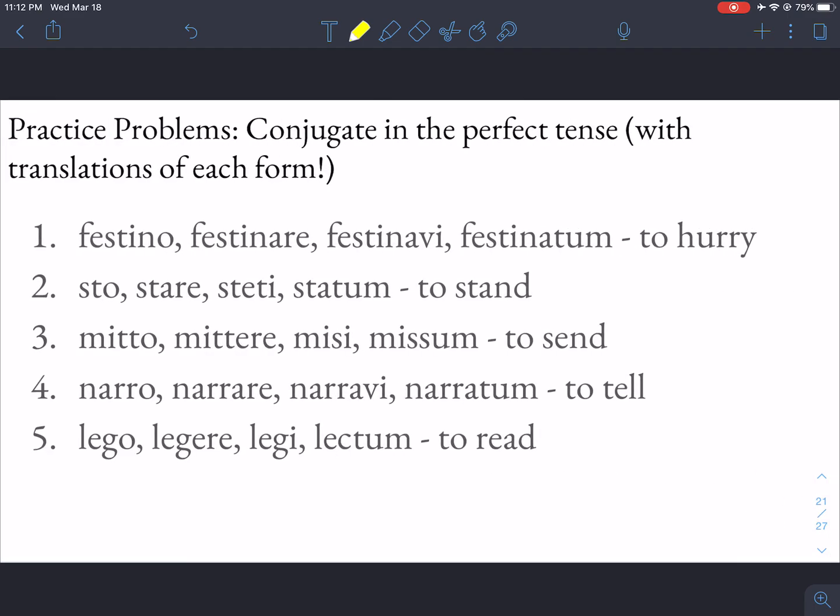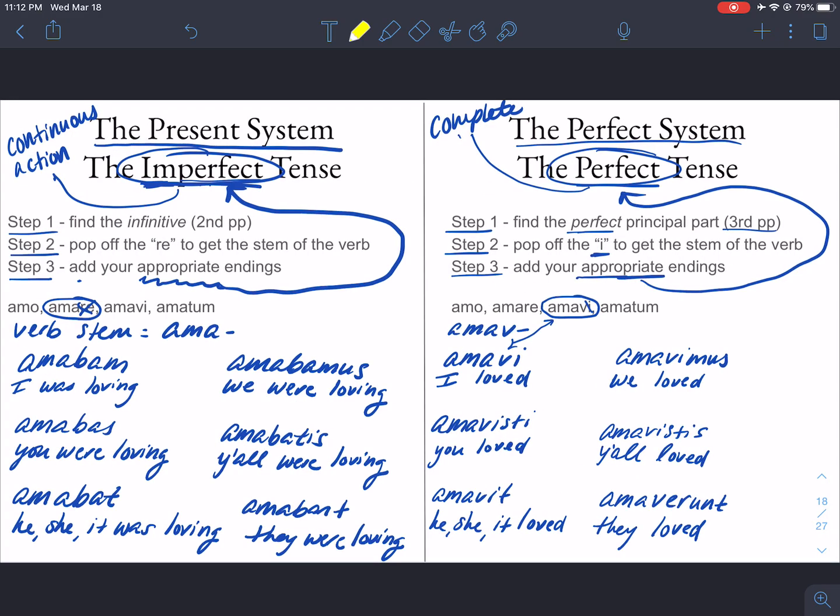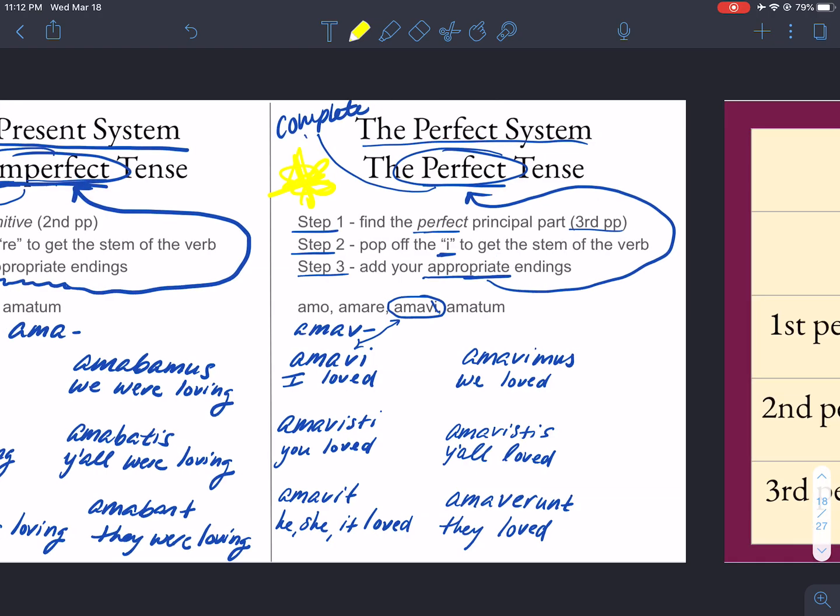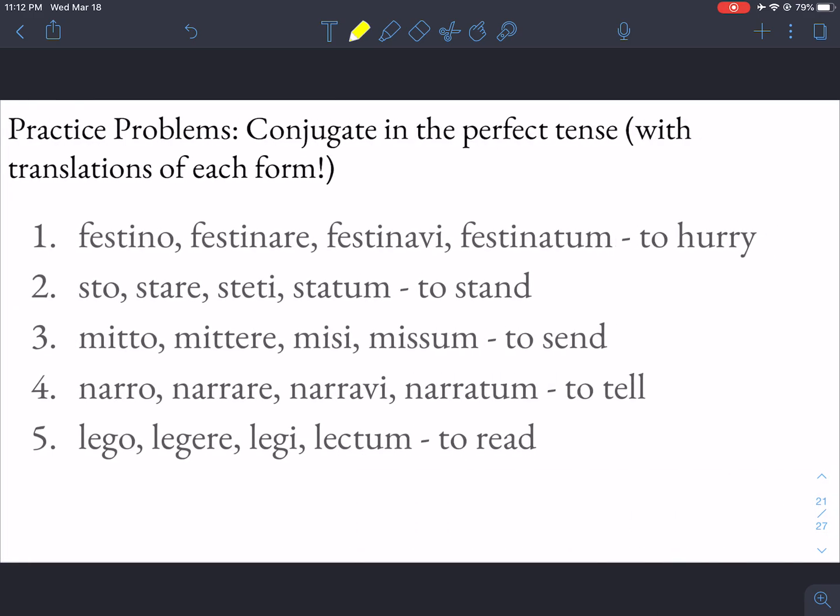All right, now I think we'll go through some practice problems. We need to conjugate in the perfect tense with the translations for each form. Now, you can pause the video. What I'd like you to do is try them on your own. If you have no idea how to do this, please refer back to this slide, over here on the right side, and that will give you your heading on how to conjugate in the perfect system. So please go through, try these, pause the video, and then when you're ready, I will give you the answers and resume the video, okay?